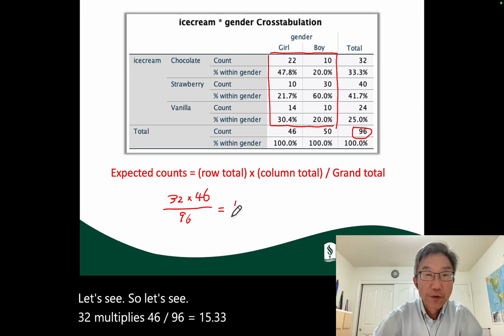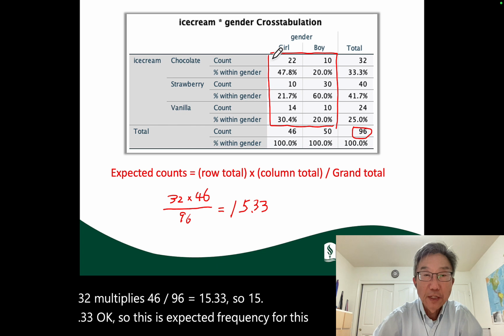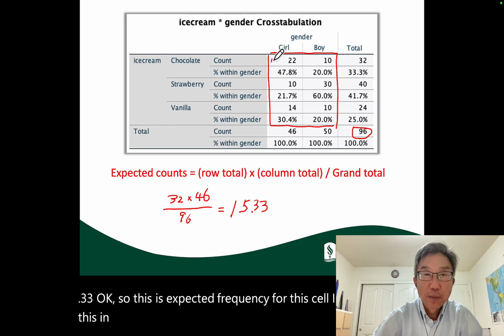15.33. Okay, so this is the expected frequency for this cell. I'm going to write this in red. So the expected frequency in this case equals 15.33.